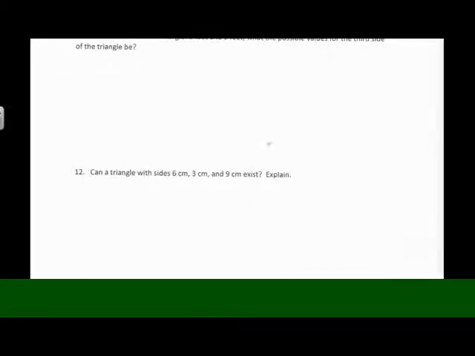Okay, given two sides of a triangle, 8 feet and 9 feet, what are the possible values for the third side of the triangle?